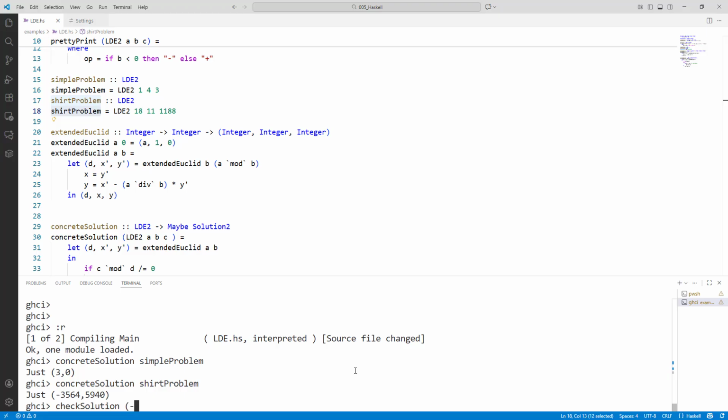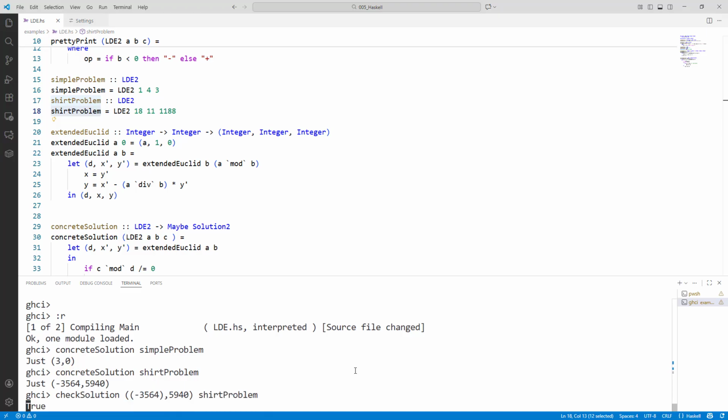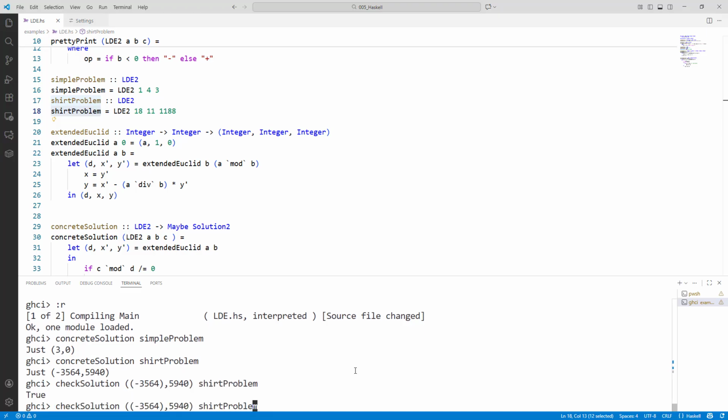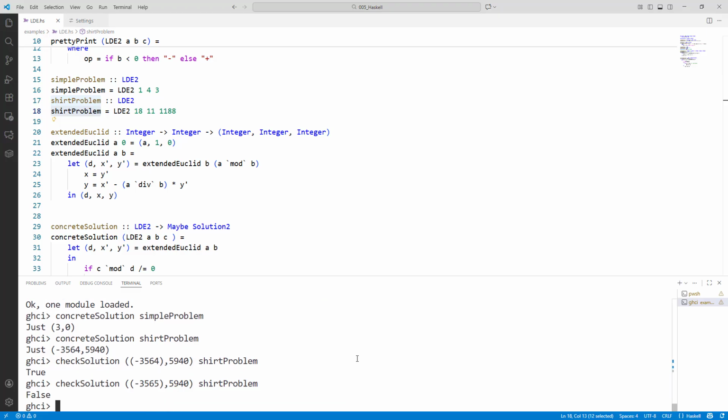So minus 3,564, comma, 5,940, and short problem. Yep, it works. Let's see whether it's a glitch. No, it's not a glitch. It works perfectly. Yeah, it is a solution, and it is true.